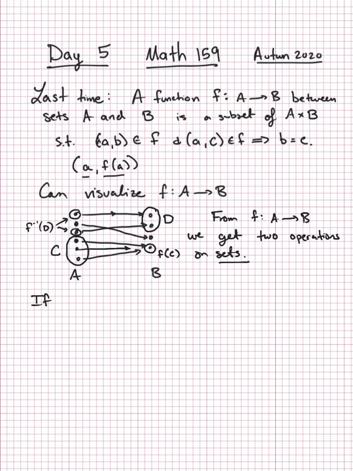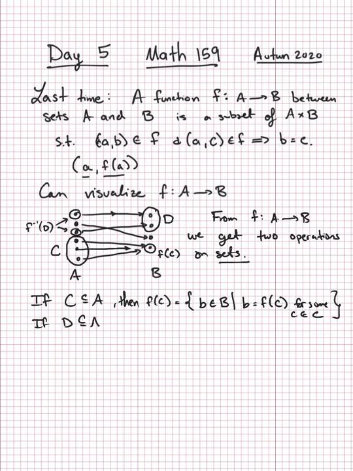Okay, so let me just write these out. If I have any subset C of A, then f(C) is the set of b in B so that b is equal to f(c) for some c in C. And if D is contained in B, then the inverse or the pre-image of D is exactly the a in A so that f(a) lies in D. Okay, so this is the image of C, and this is the pre-image of D.